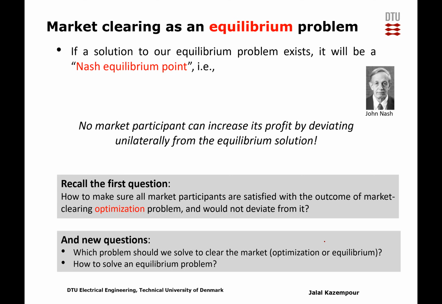So I have another question now, an additional question. Now we have two forms of market clearing: optimization problem, as you saw yesterday, and equilibrium problem, as we talked about today. So which one do we prefer? Which one should we choose for clearing a market? Optimization or equilibrium? Any answer?